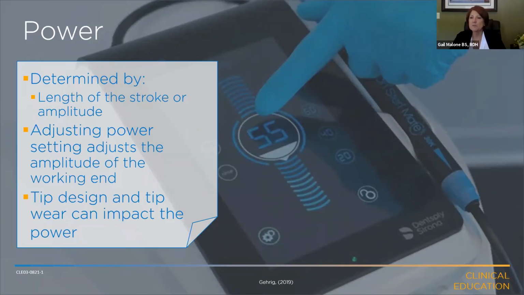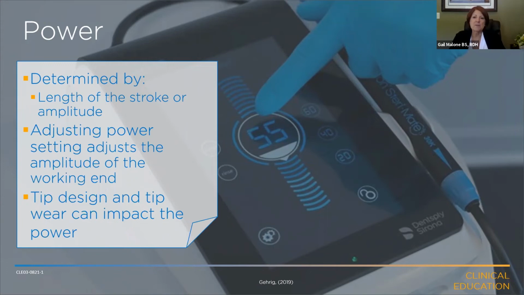Power level is what determines the stroke length and how far the instrument tip actually moves during one cycle. The amplitude of the powered working end is adjusted by moving the power up or down. At the same power setting, different tip designs, as well as different tips of the same design, will oscillate with different displacement amplitudes.